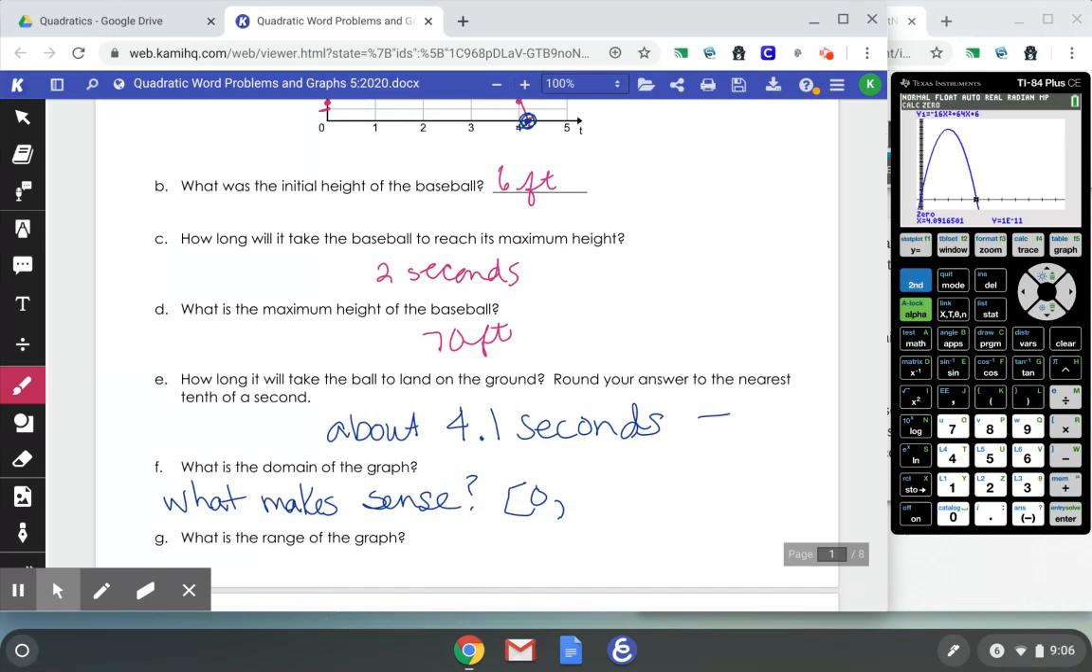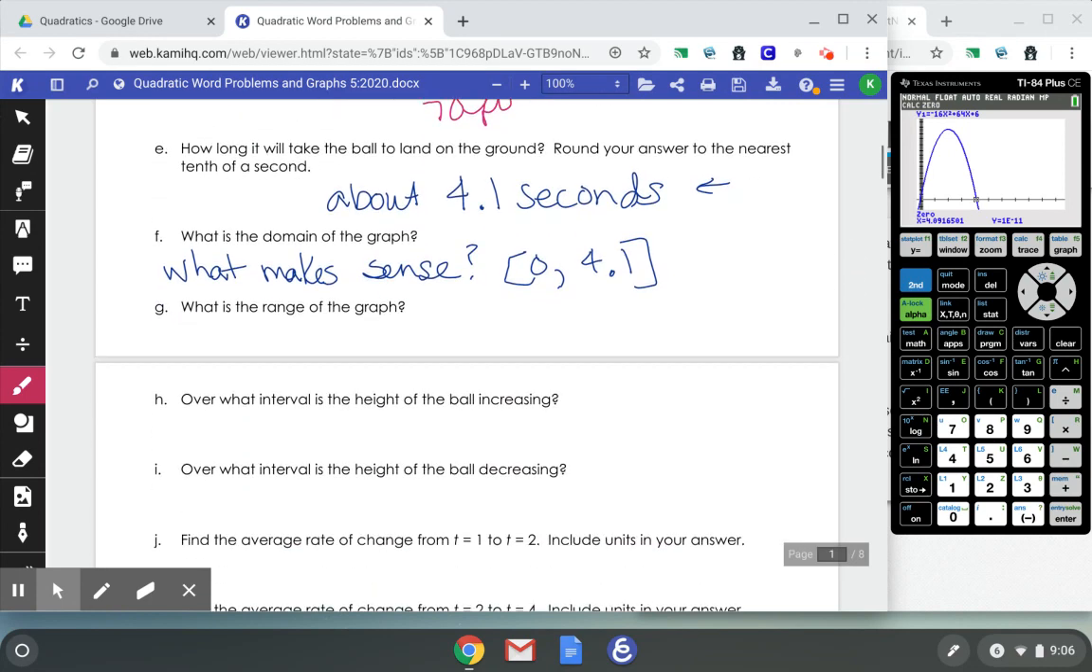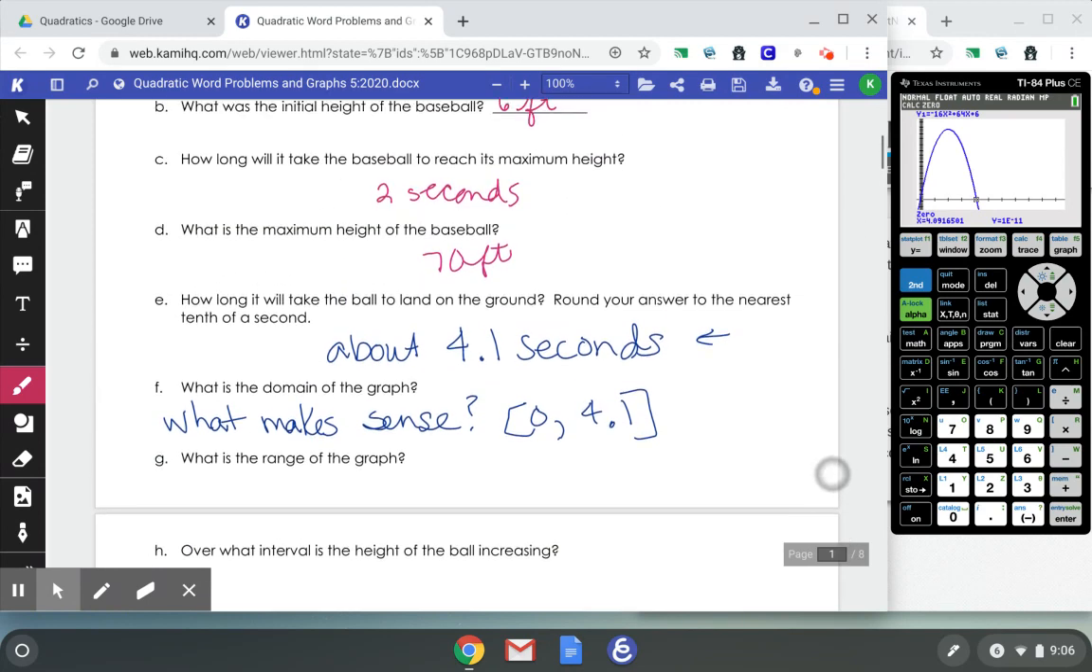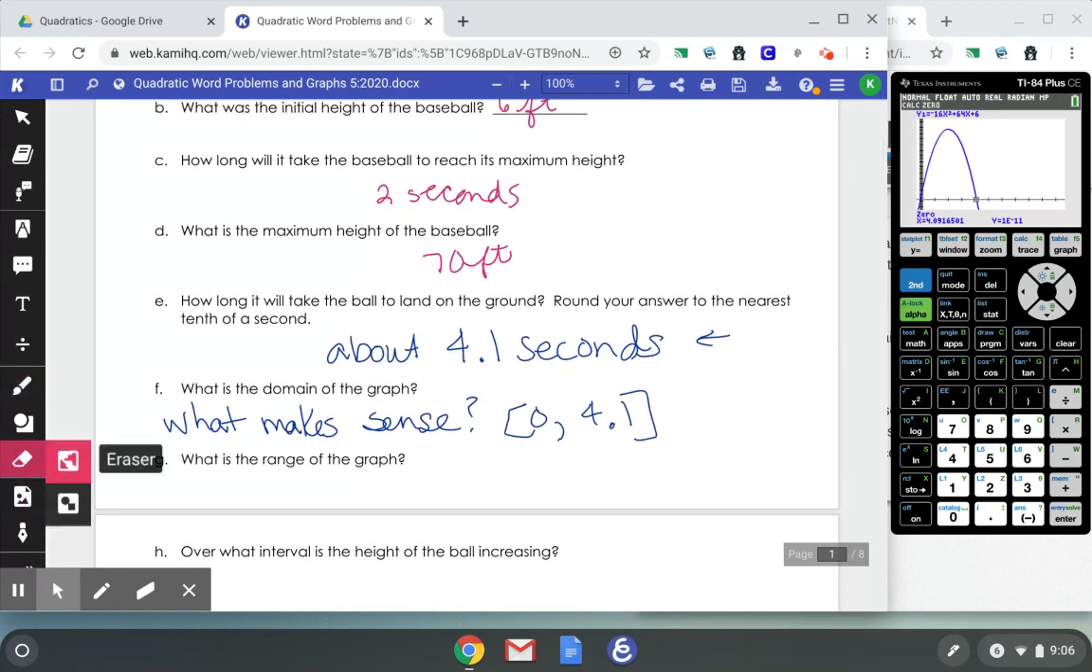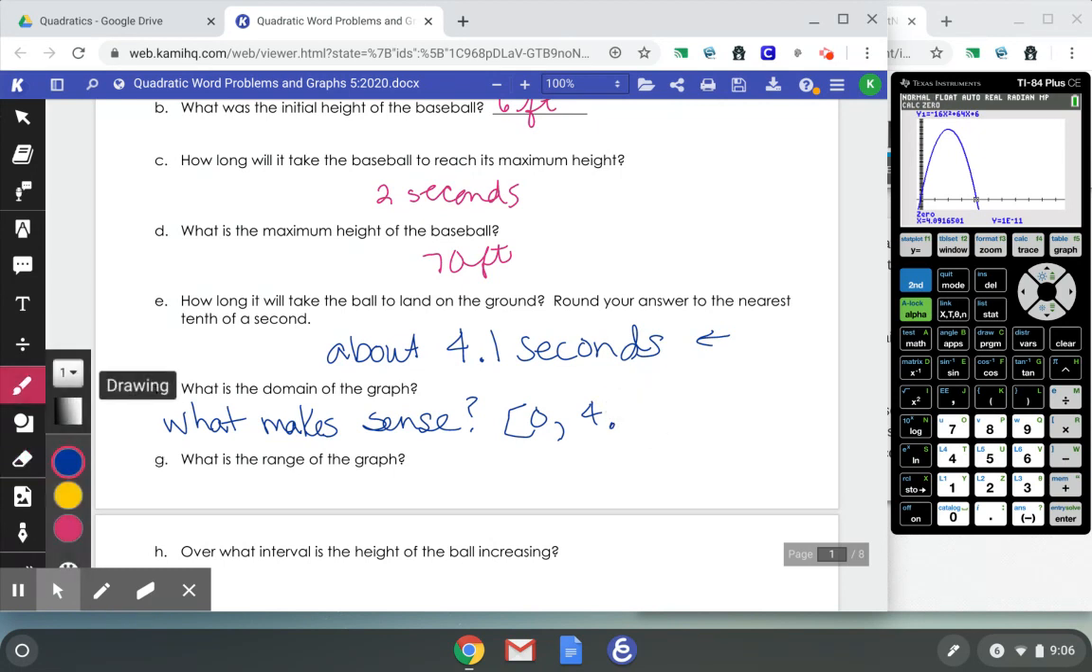So since I just found that right here, this is my x value that I would stop at, because after that point, I would end up going into negative feet and it wouldn't make sense. Okay, so I'm going to go from 0 to 4.1 seconds. And actually, it doesn't say to round this. So I am actually going to write the whole number out when I'm talking about my domain.